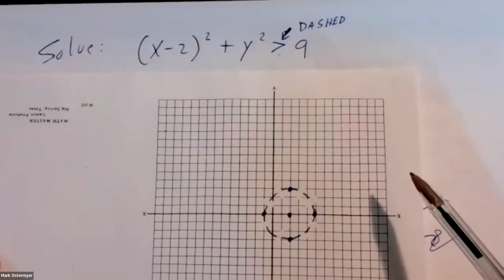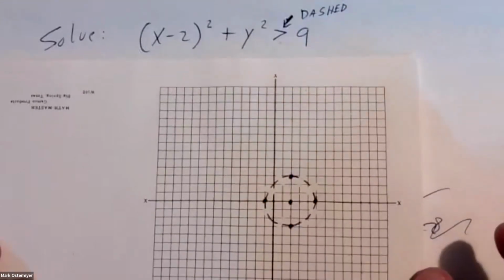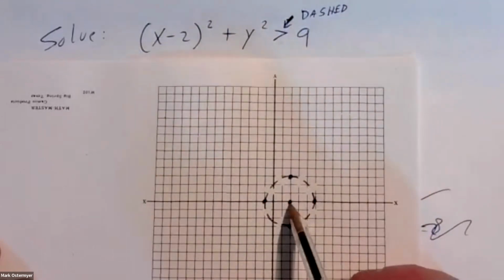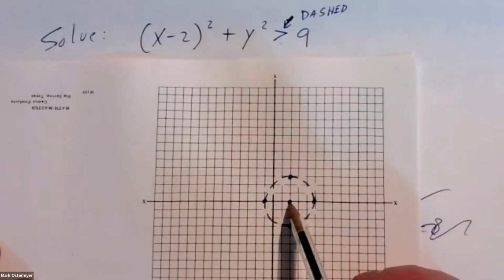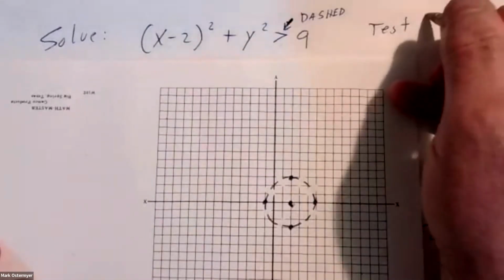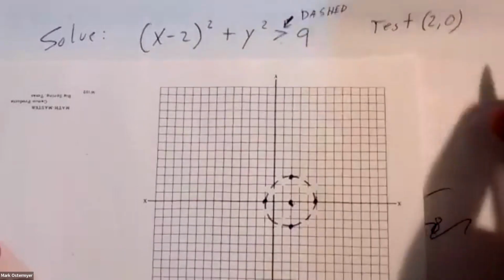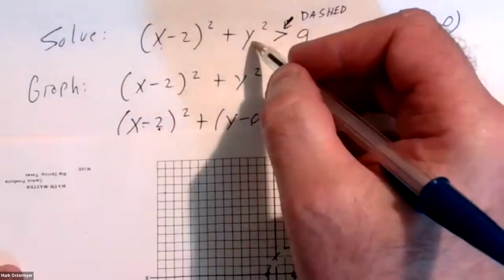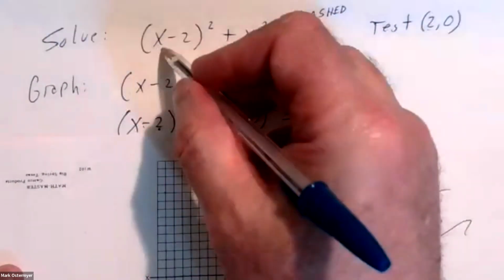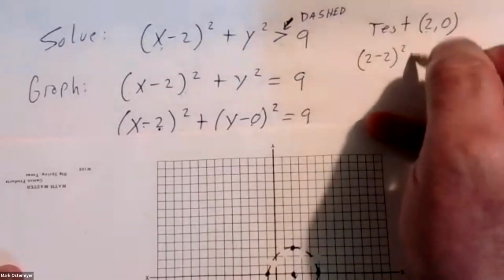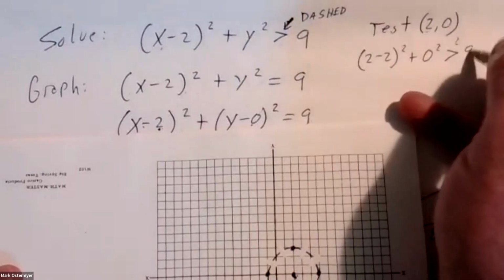I'm staring at a real nice test point. Does anybody know which one I'm staring at? How about the blank of the circle? What's that called? How about using the center of the circle as a test point? It's available, so we're going to do that. We're going to test (2, 0) in my inequality. That means x gets replaced with 2 and y gets replaced with 0. So is (2 minus 2) squared plus 0 squared greater than 9?